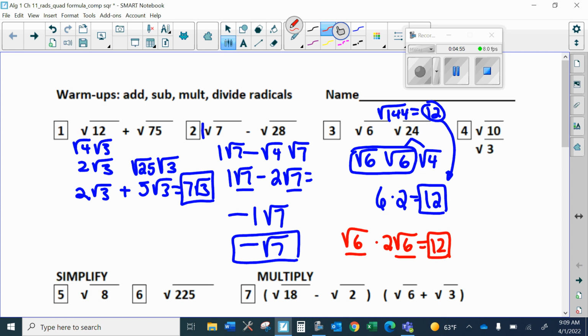Okay, so there's 3 different ways of getting that 12. I suggest you look for GCFs, as I did right here, this first method.